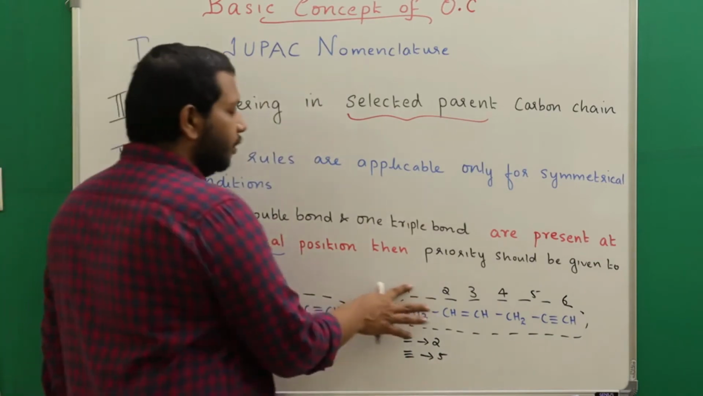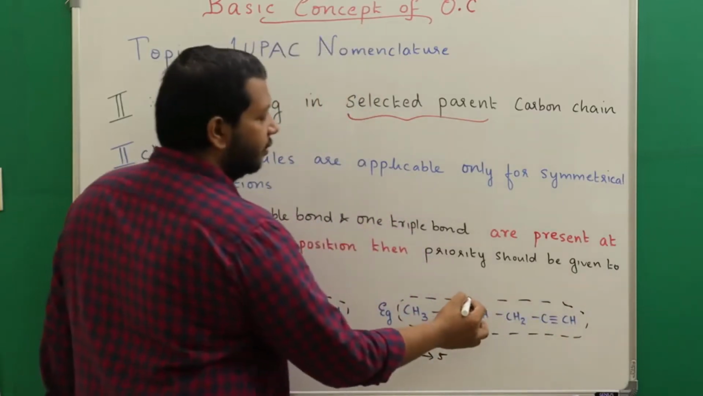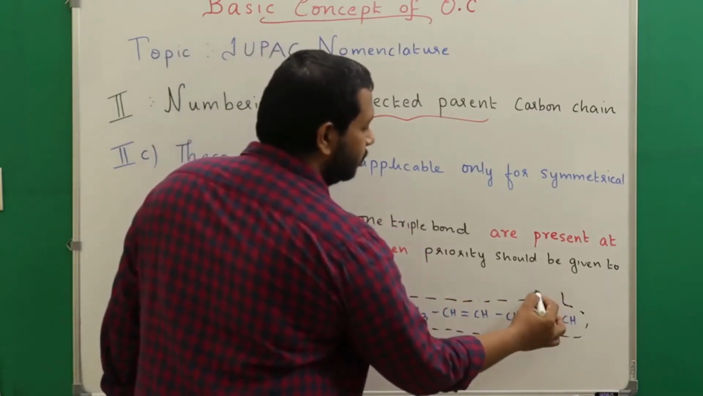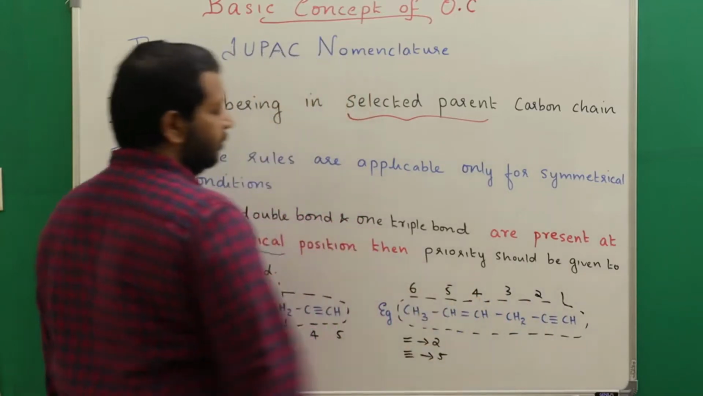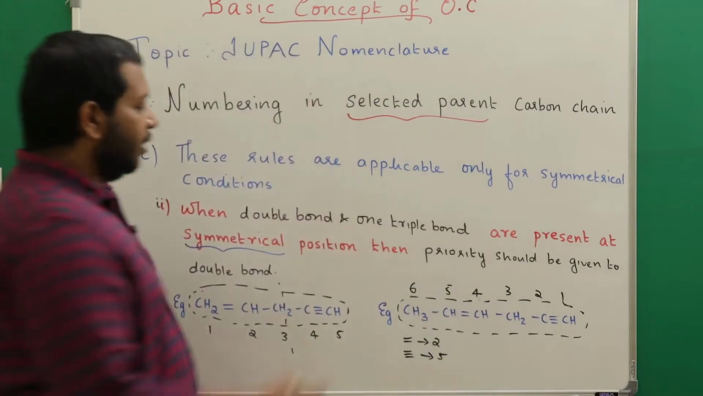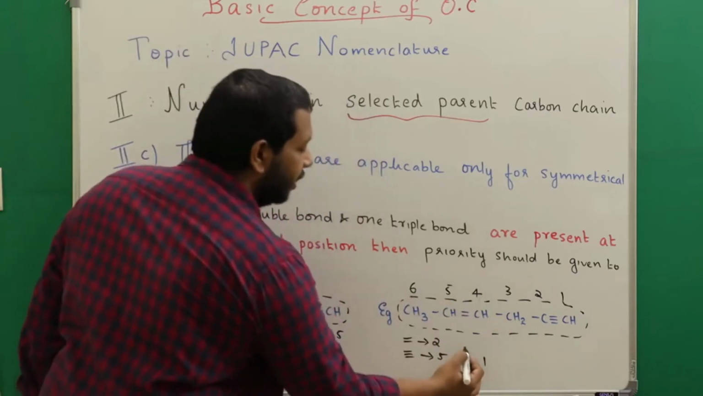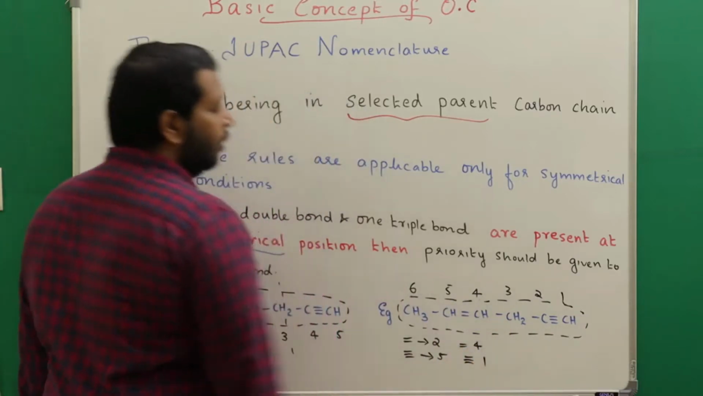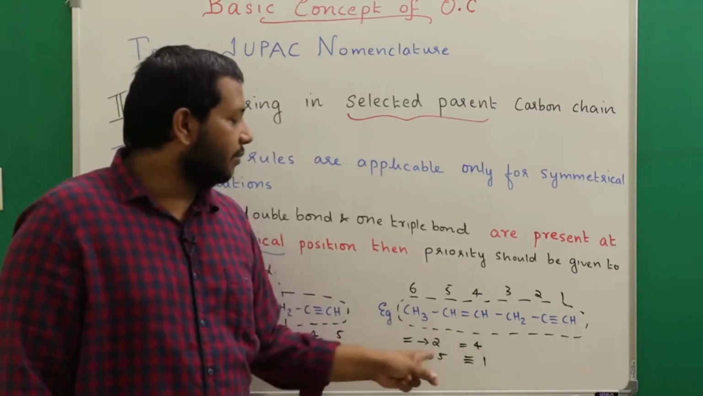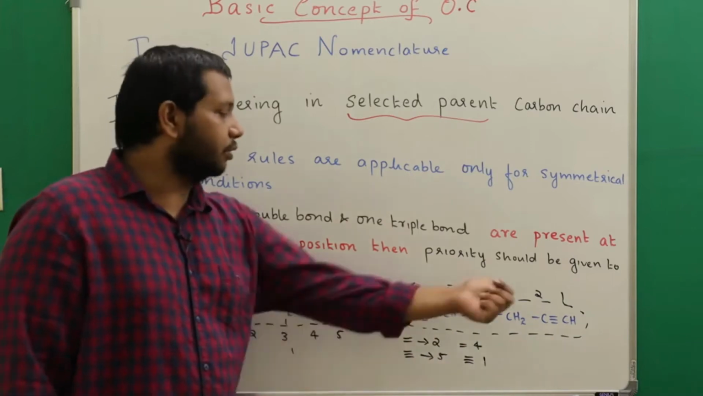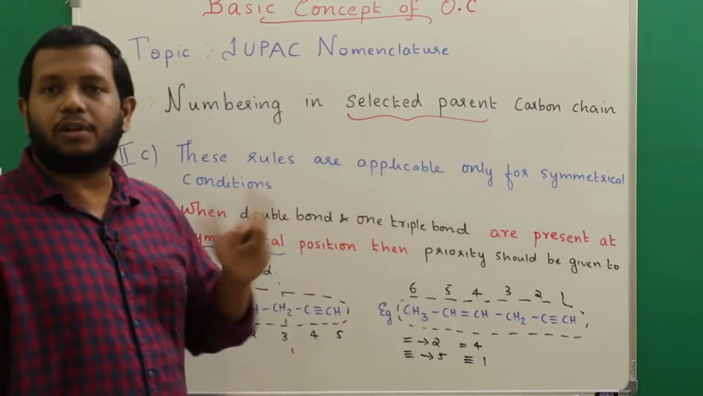Now some person, instead of doing it like this, has done it in the opposite way. Okay, that means from here 1, 2, 3, 4, 5, 6. In that way, for the triple bond they are getting the number 1, and for the double bond they are getting the number 4. So I can say this is not a case of symmetrical condition, because in a symmetrical condition the same numbers should come in both directions. So this is not symmetry. Here you should not apply this rule. You should not give priority to the double bond.